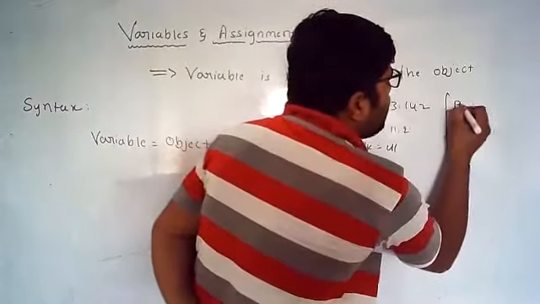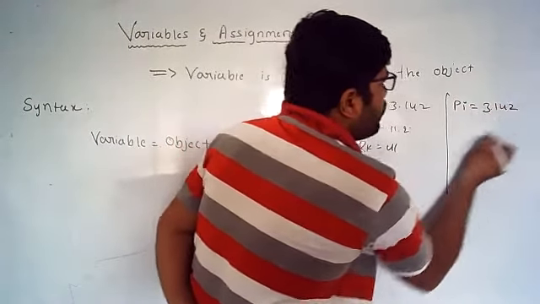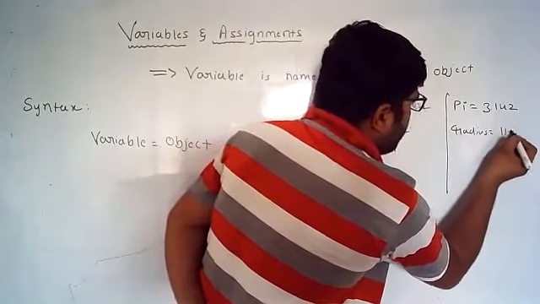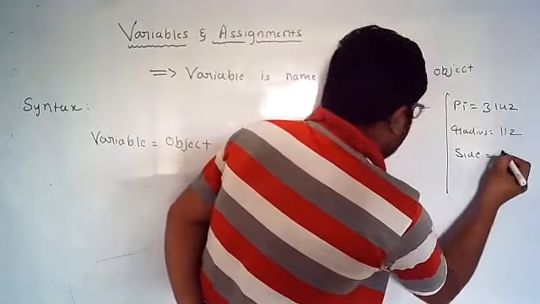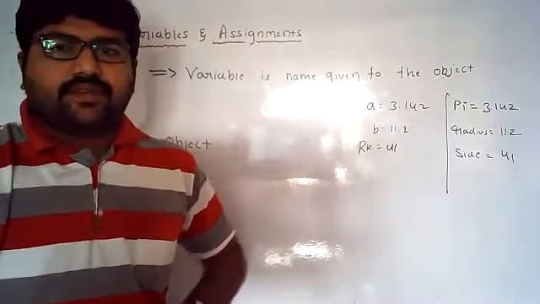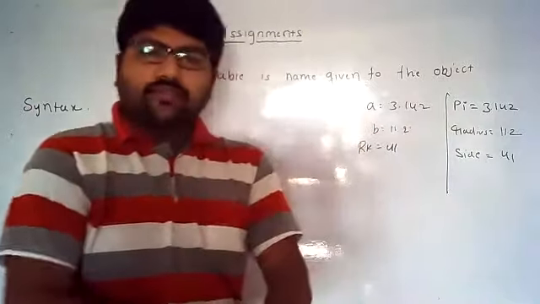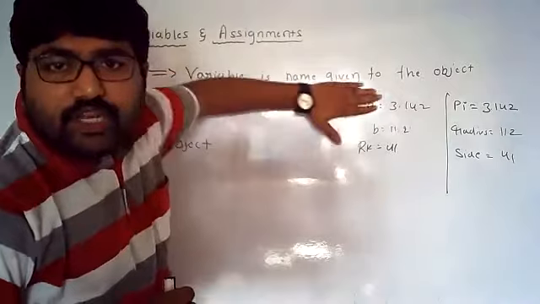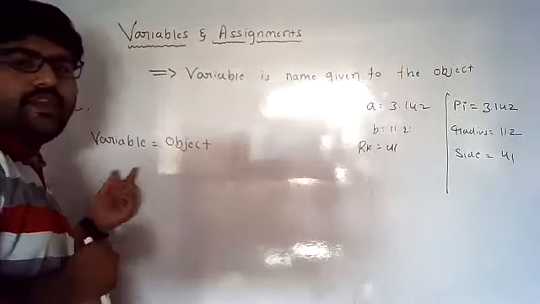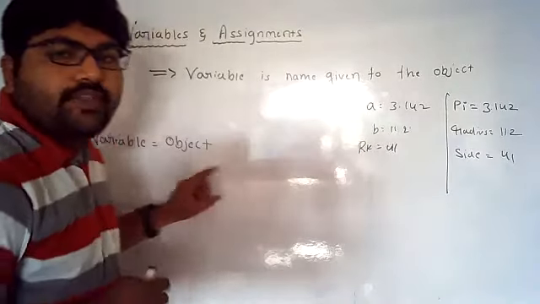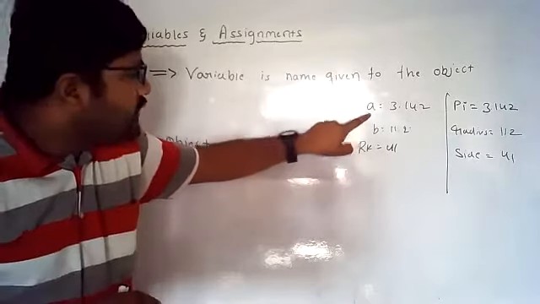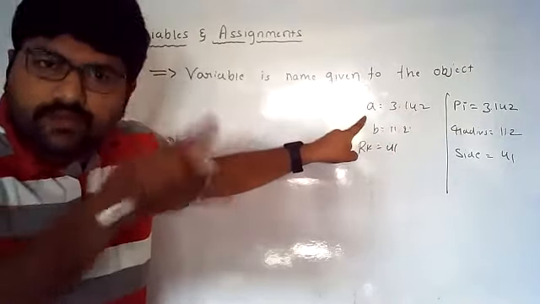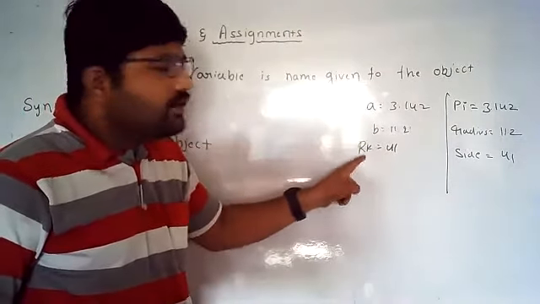What will I do instead? I will write like this: pi is equal to 3.142, radius is equal to 11.2, side of square is equal to 41. There is a big difference in this code. Pay attention. You need to discuss this point when asked about variables. A variable is just a name given to the object. The syntax is variable equal to object. Does this code follow the syntax? Here is a variable, here is an object. Which type of variable is it? The object is a float type, so floating type. It is also floating type. rk is equal to 41.